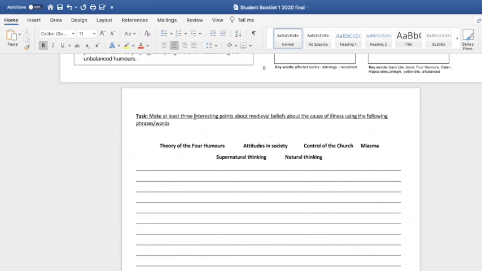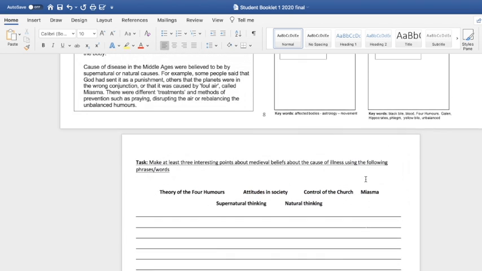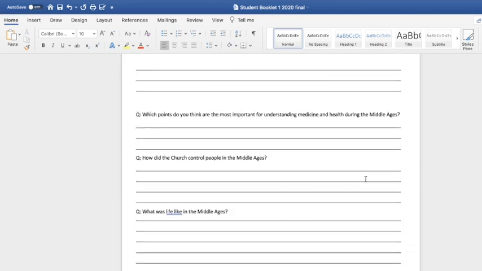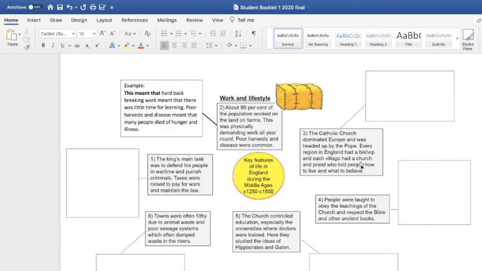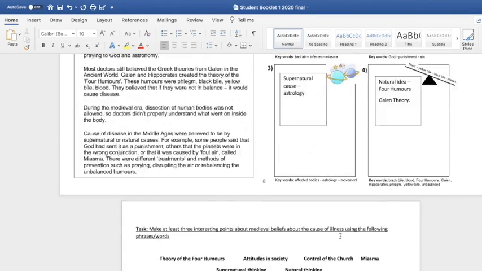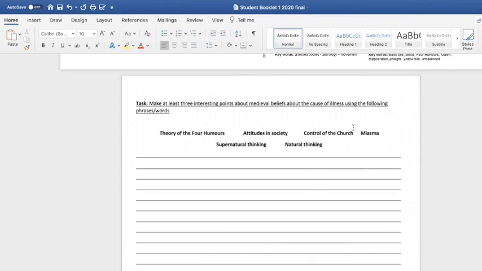Now, what's important here is this asking you to make at least 3 interesting points about medieval beliefs about the cause of illness. Since these are the phrases that we're asking you to use, you need to think about last lesson. For lesson 2, you studied how the Catholic Church was extremely dominant in Europe. The church controlled education. Attitude in society was that they respected the church, they didn't oppose the church. Think about how that dominance maybe paves the way for what people think caused disease.